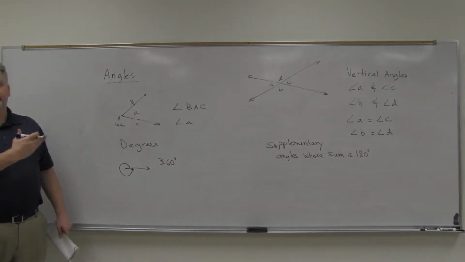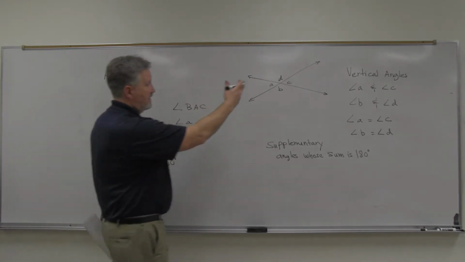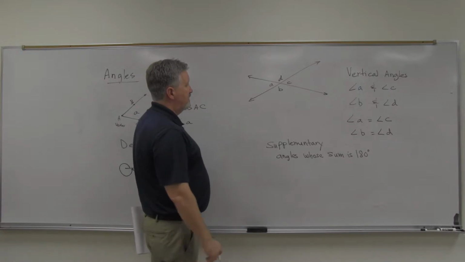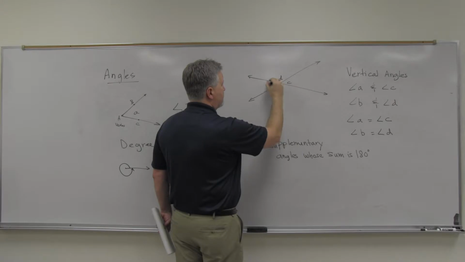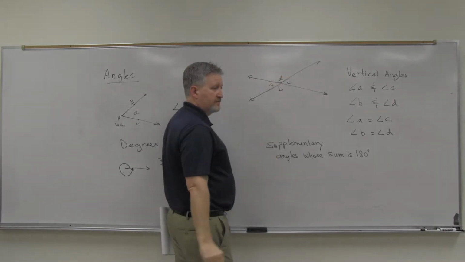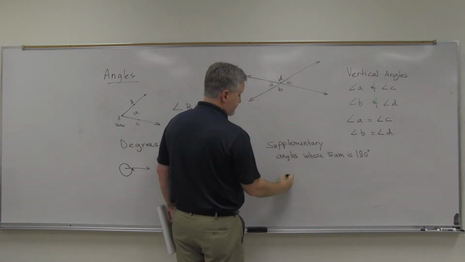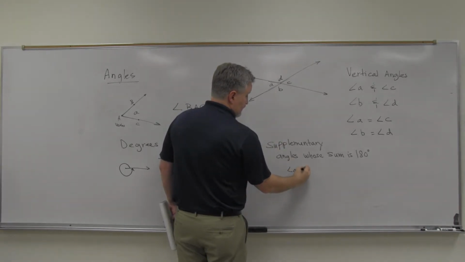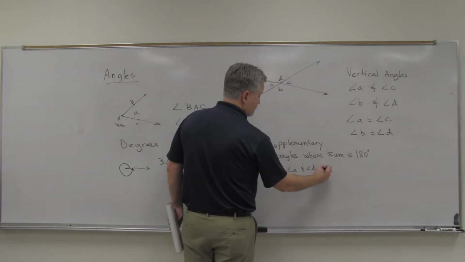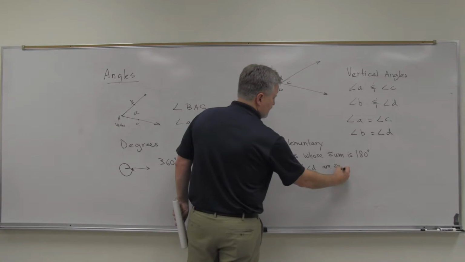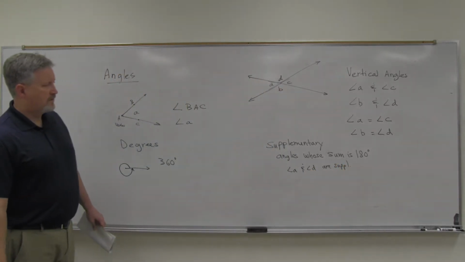And so I have quite a few supplementary angles here. One example in my diagram would be angle A and D, right? Angle A combined with angle D, those would be 180 because they make a straight angle there. So angle A and angle D are supplementary. They add up to be 180.